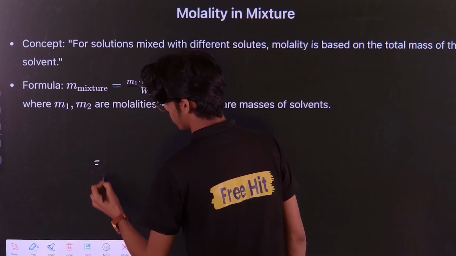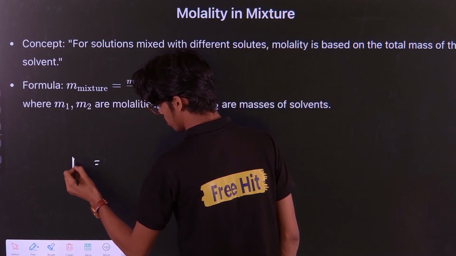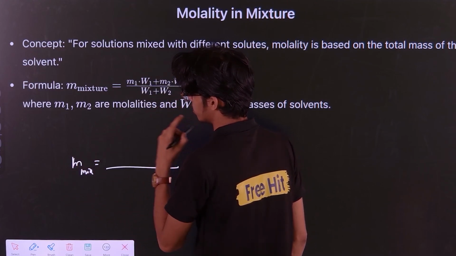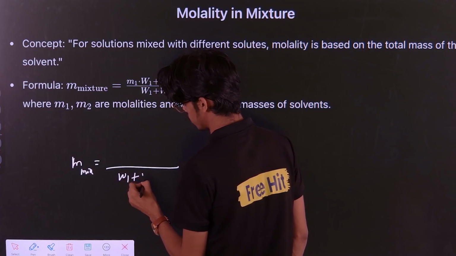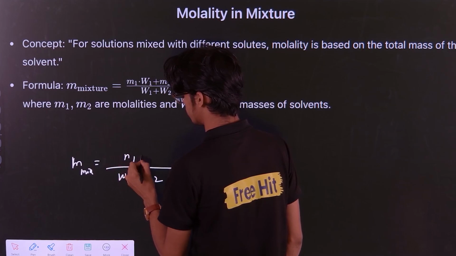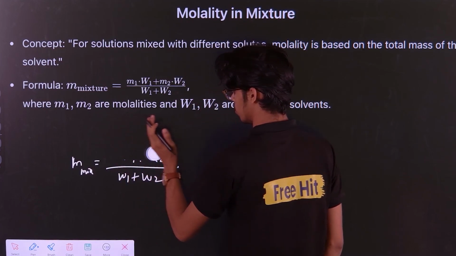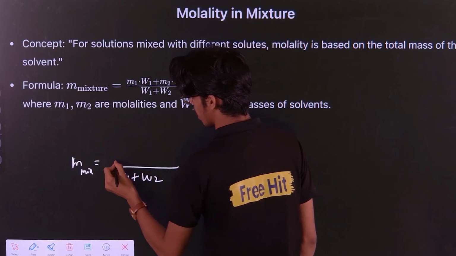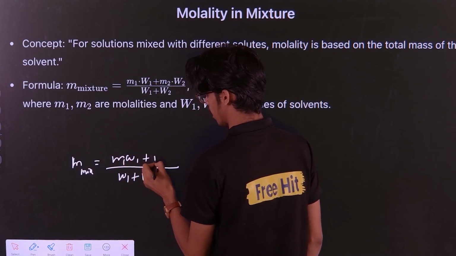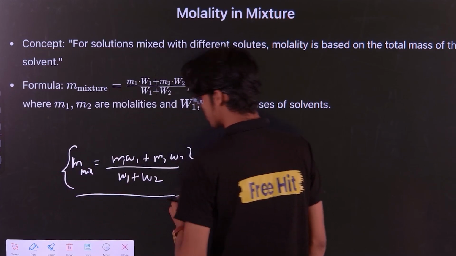So if you are mixing two solutions, what will happen? If you are trying to find the molality of the mixture, what happens? The weight of the solvent gets added. Yes, very good. And what happens? The number of moles of the solute also gets added. And what is N1 equal to? N1 is equal to molality M1 into W1, the weight of the solvent in the first container, and M2 into W2, the weight of the solvent in the second container. This formula is the same as the molarity question.